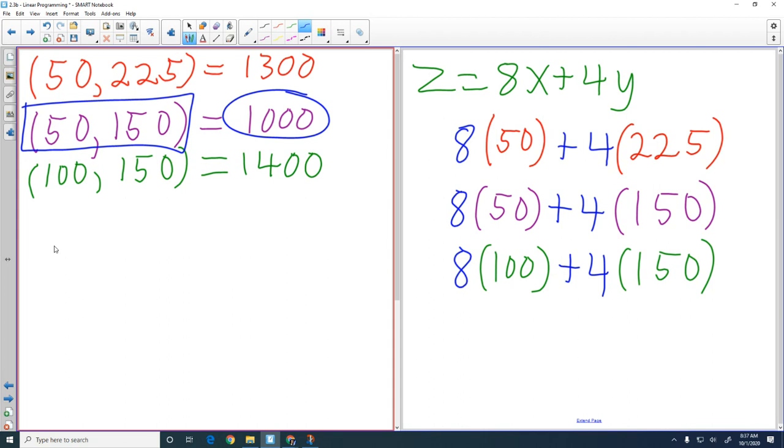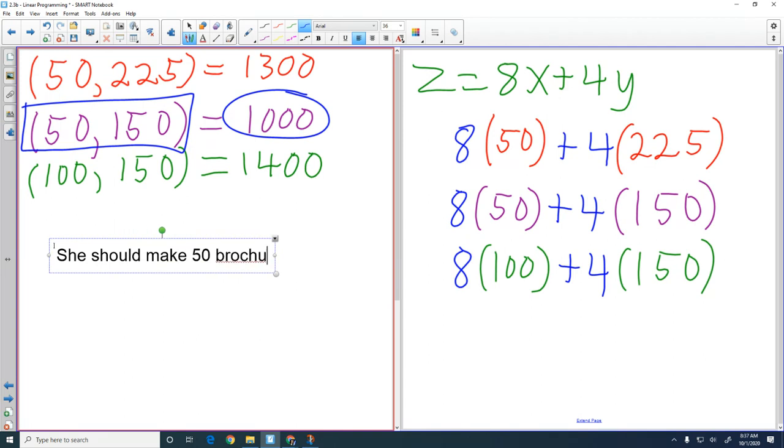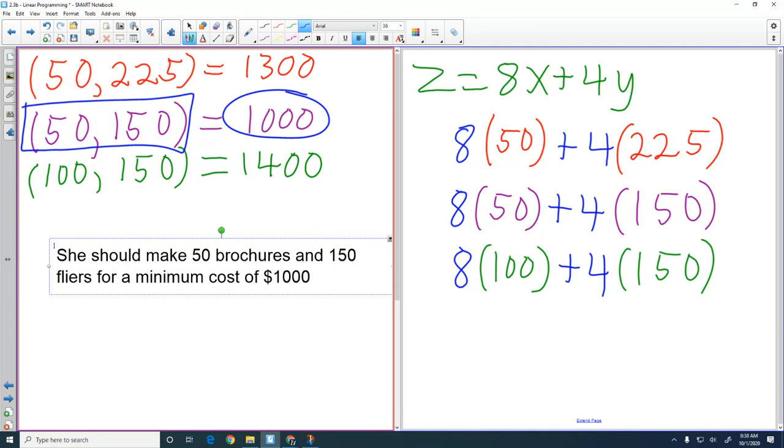And so I can just write, she should make 50 brochures and 150 flyers for a minimum cost of $1,000. Boop. Thank you very much. That is awesome. $1,000 to make 50 sheets of paper. Holy cow. Good call, everyone.